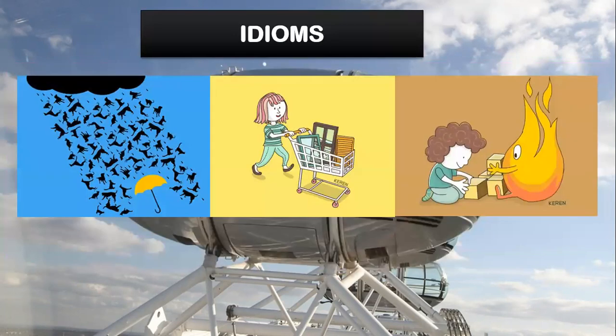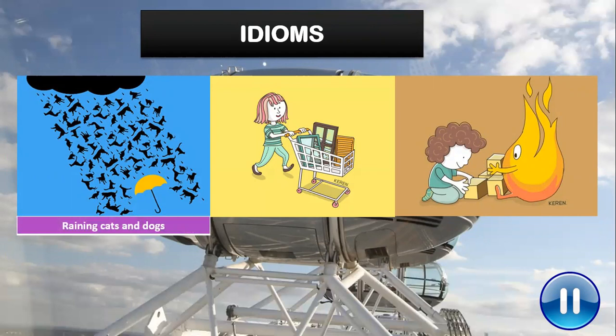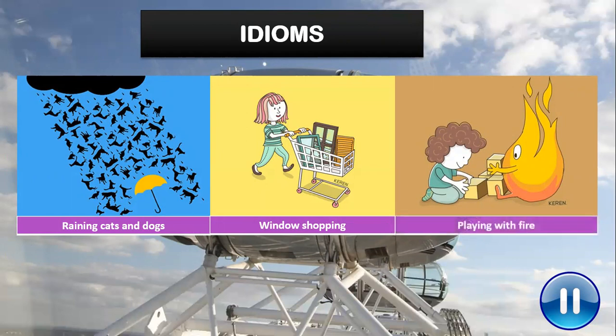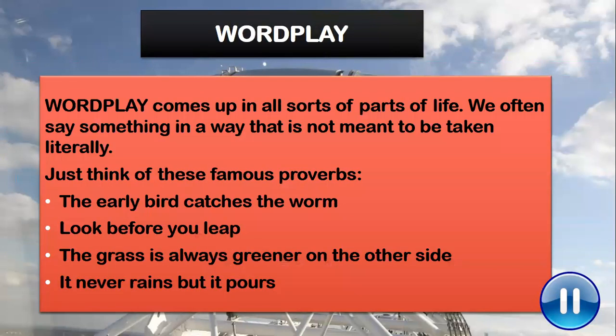Here we go. Right, we looked at idioms, didn't we, yesterday? I'm going to give you a moment. Can you identify them? Pause the video now. Here we are, raining cats and dogs in the first one. Secondly, that lady is window shopping. And finally, careful, she's playing with fire. They don't literally, you wouldn't literally play with a fire like that, would you?